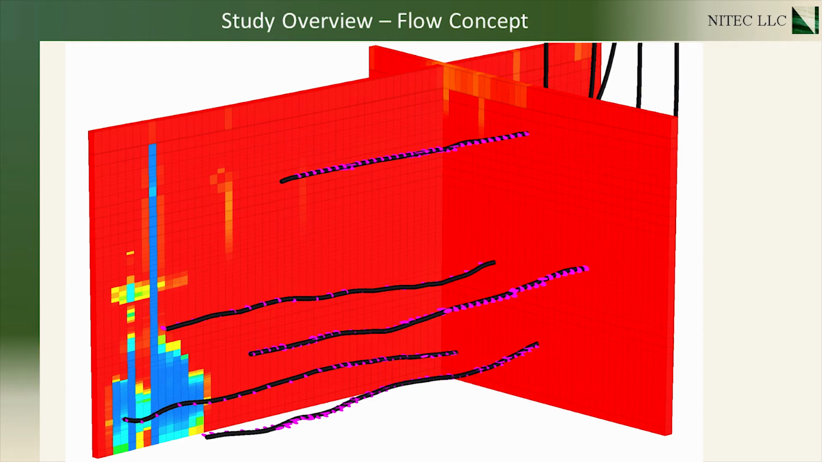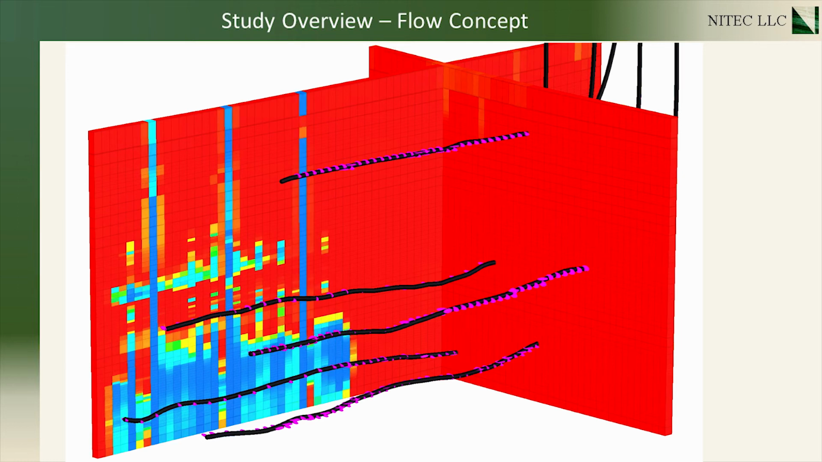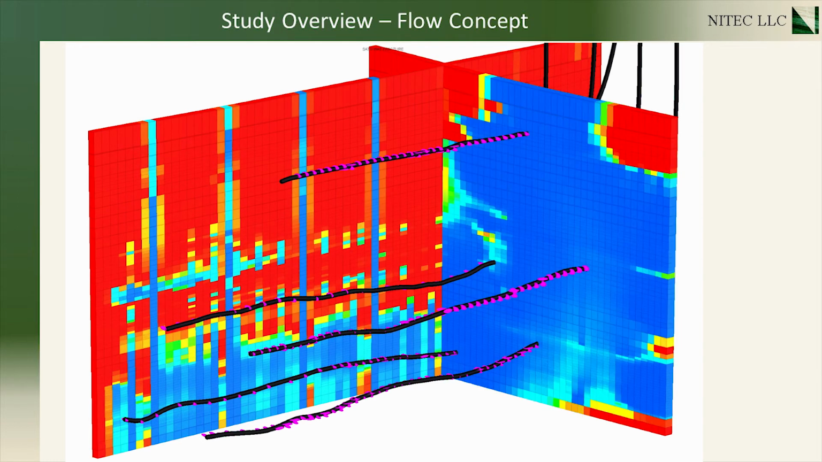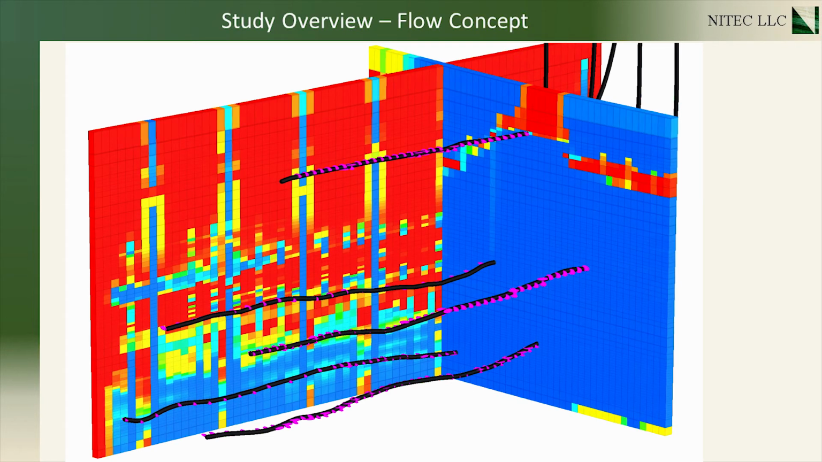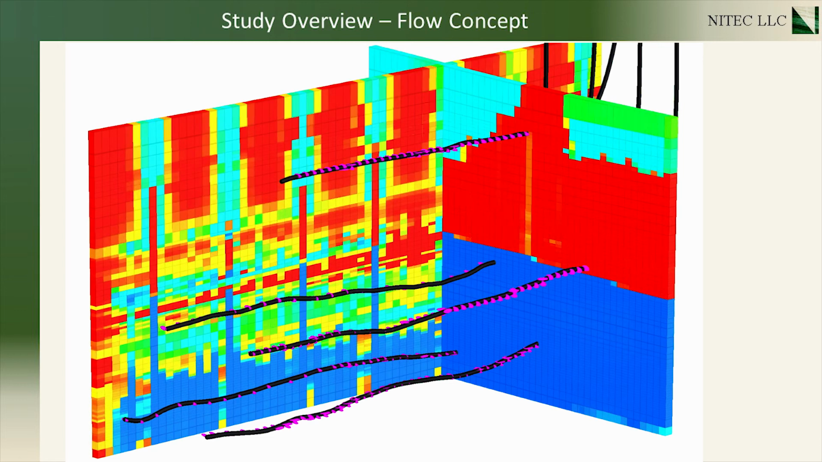Here we can observe the flow of water entering the SRV and the fracture plane, stage by stage, toe to heel, filling up the fracture system, and then being depleted as the wells transition from injection into production. Observe the highly dynamic and interconnected way in which the two fracture systems interact.